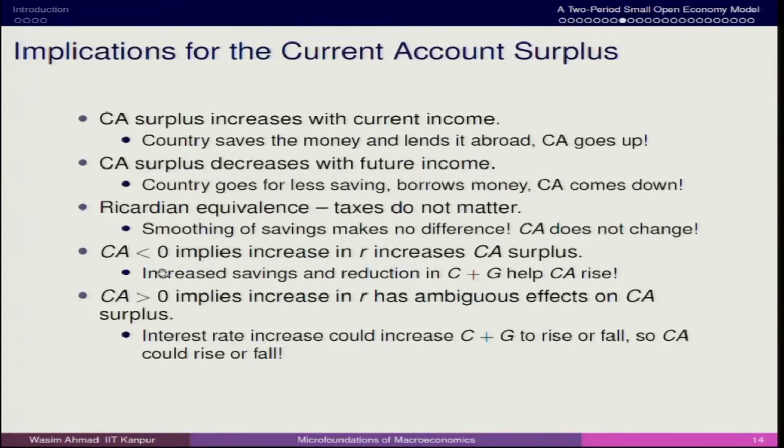If you have current account surplus less than 0, it implies an increase in R. Once you have the increase in R, whatever happens with the interest rate increase, if your interest rate is increasing, it implies that an increase in R increases CA surplus. So CA less than 0 means that a rate of interest increase is going to lead to the CA surplus.